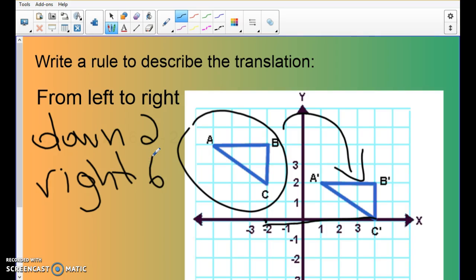Okay, try it with A. So down 2, we put it here. And, yep, about right 6. And B is going down 2. That makes sense. And from -2 to 4. So there we go. So I'm going down 2, right 6.